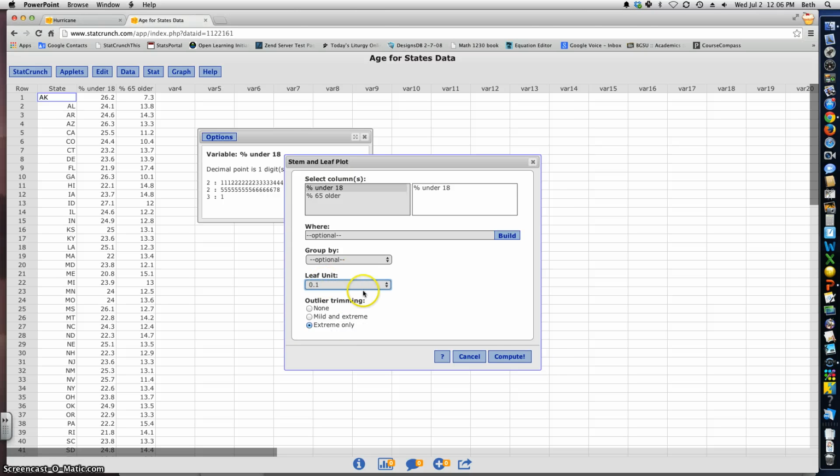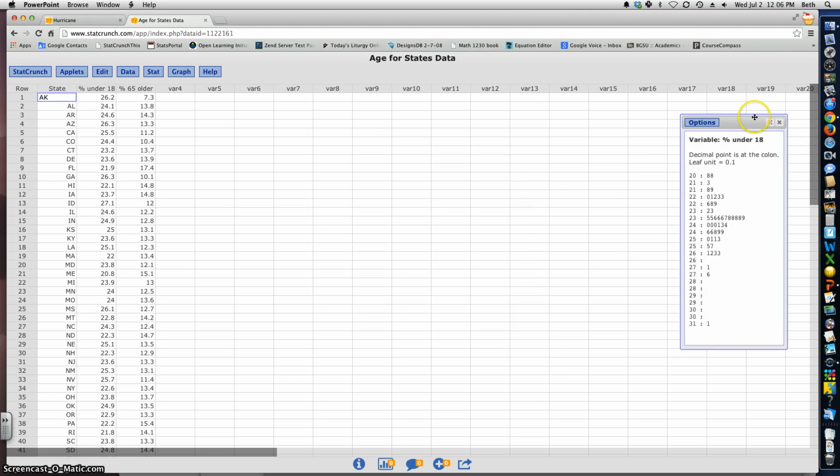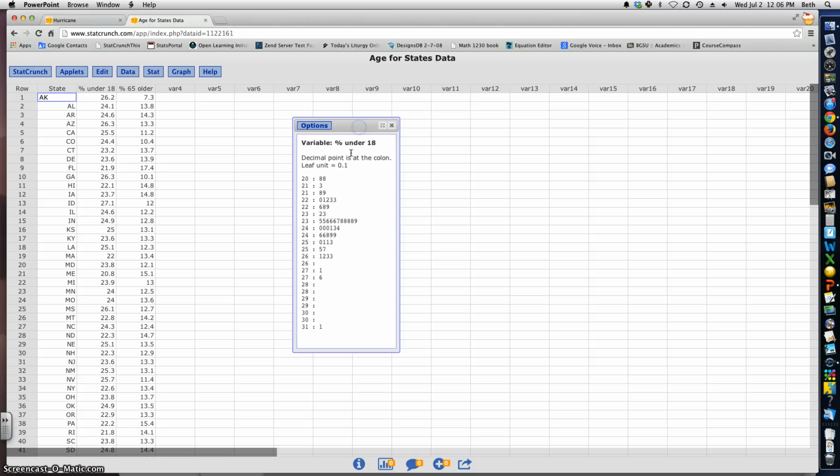Okay, so if I change my leaf option to 0.1 and now compute, I end up with a much better stem and leaf plot. Now you notice each stem is still listed twice. Again, it's the same idea. The 0 through 4 leaves go on the first stem, and then 5, 6, 7, 8, and 9 leaves go on the second stem.